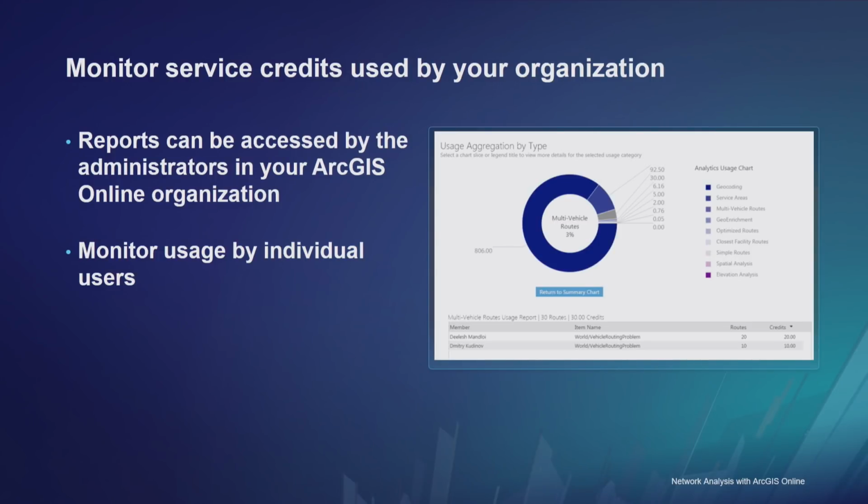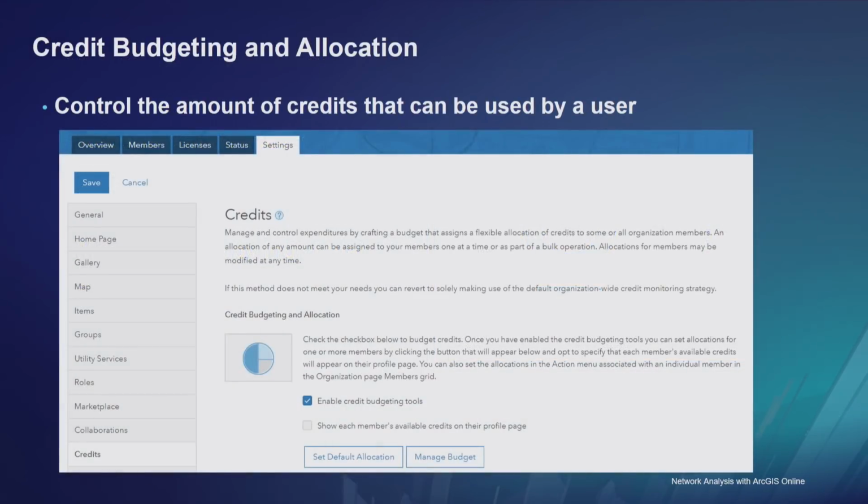It's also possible to monitor the credits. This isn't specific to network analysts at all, but essentially a lot of people want to understand where credits are being used. And you're able to visualize, if you're an administrator, what services are used for the credits. And you can even monitor it by an individual. So you can see that Dilesh did 20 credits worth of location allocation, and I did a lot of vehicle routing problem. So you can really drill down and understand what people are doing.